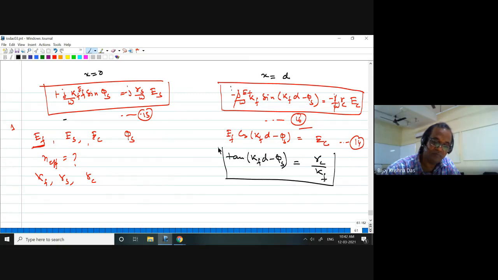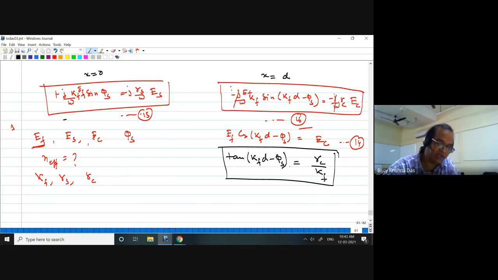So in this process, what we do, we have just eliminated the amplitude part, EF and DC. So I could find an equation involving kappa F, gamma C, and here also kappa F and phi S. Our constant number somehow reduced. Once we know kappa F, gamma C, then I can find phi S. That is one thing we'll be getting.